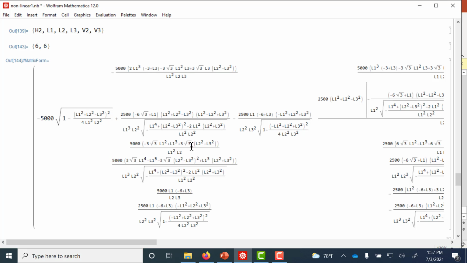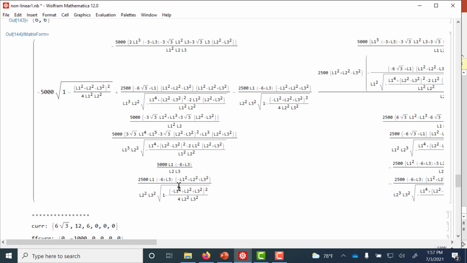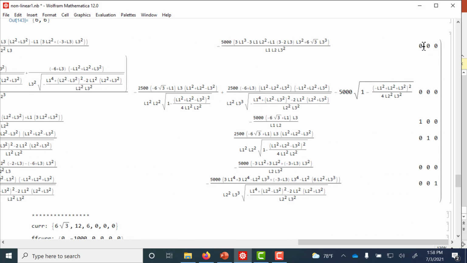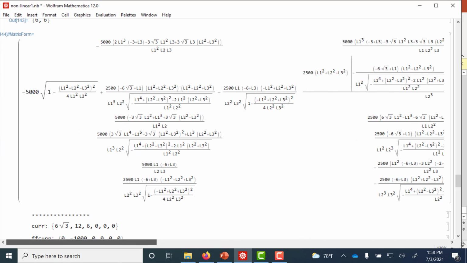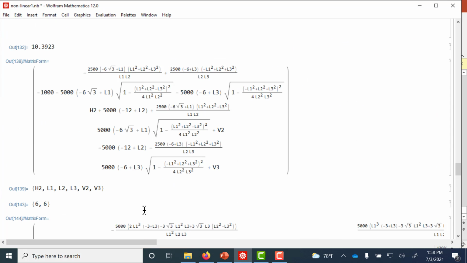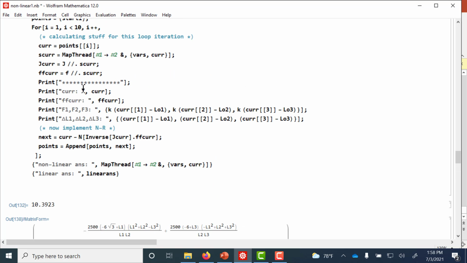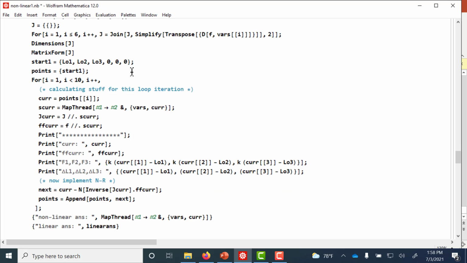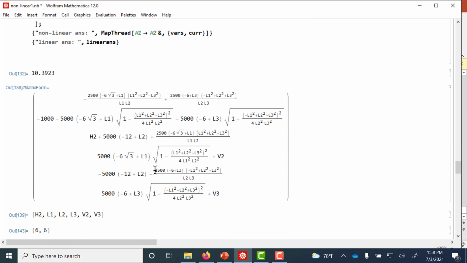So you can see there's some pretty gnarly stuff. So that's the first column. First column, pretty gnarly. Second column, gnarly. Third column, gnarly. And then the 4th, 5th, and 6th columns, look how simple they are. And that makes sense because if I go and look at the functions, and remember the order is L1, L2, L3. So those are the first 3 gnarly ones. And then H2, V2, and V3. H2 only shows up there, in the 3rd function, and then V2 shows up in the 4th function. V3 shows up in the last one.